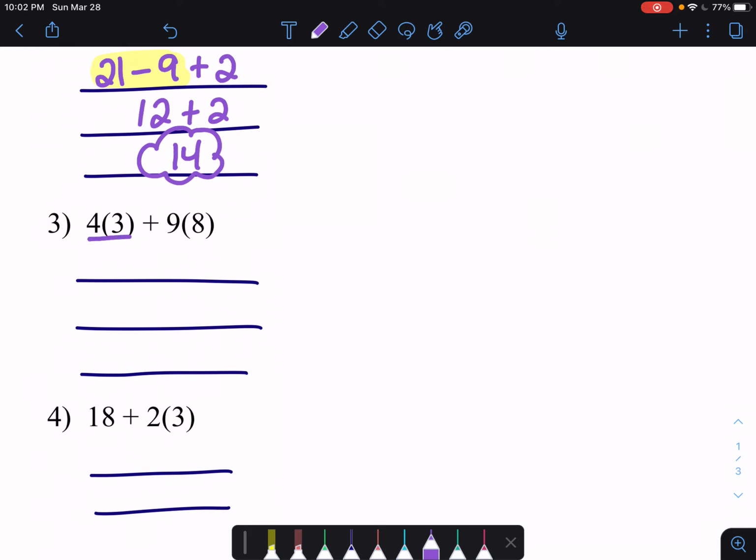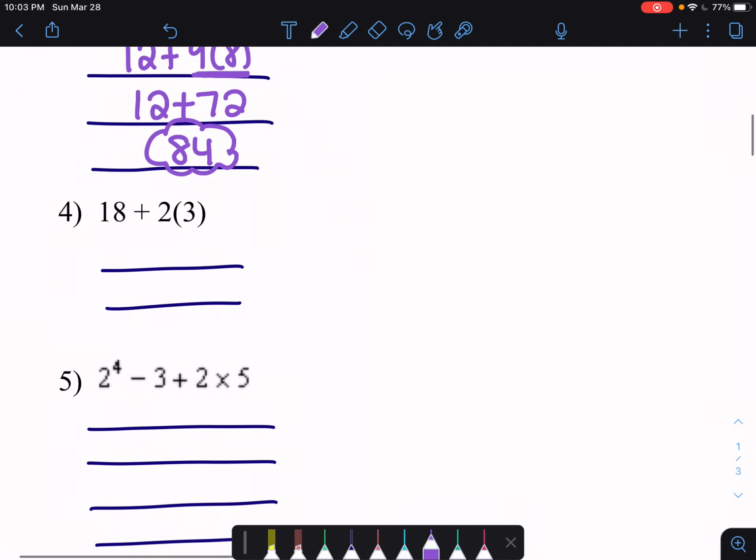In number 3, I'm going to do this first set of multiplication first. So 12 plus 9 times 8. Now I'm going to do this multiplication. So 12 plus 72 is 84. Number 4, I'm going to multiply first. So 18 plus 6 is 24.